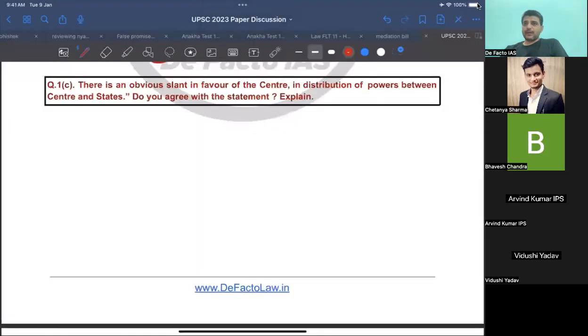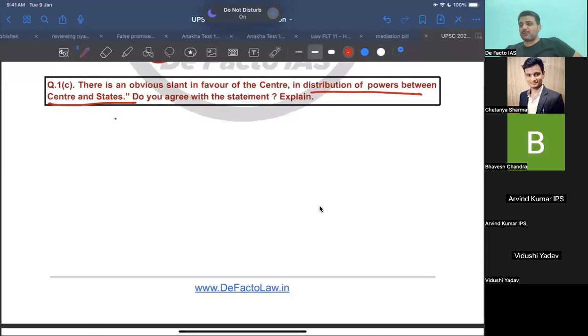Okay. Now if you look at this, it says that there is obviously a slant in the favor of the center in the distribution of power between center and states. Very simple question, right? That is why I keep saying UPSC is different. In the case of UPSC, you need not go into detail.